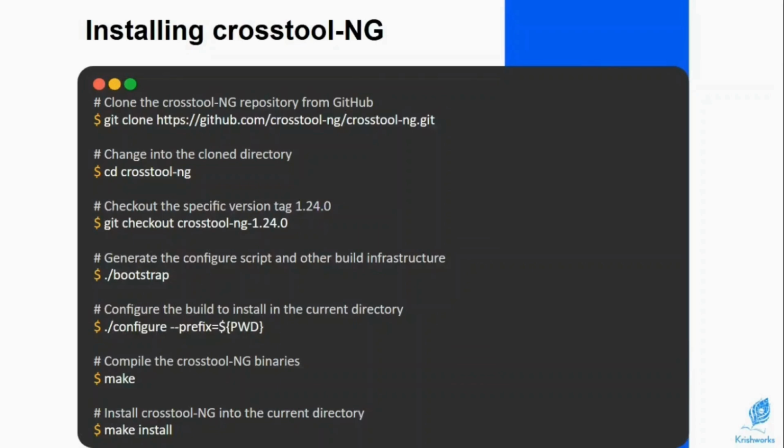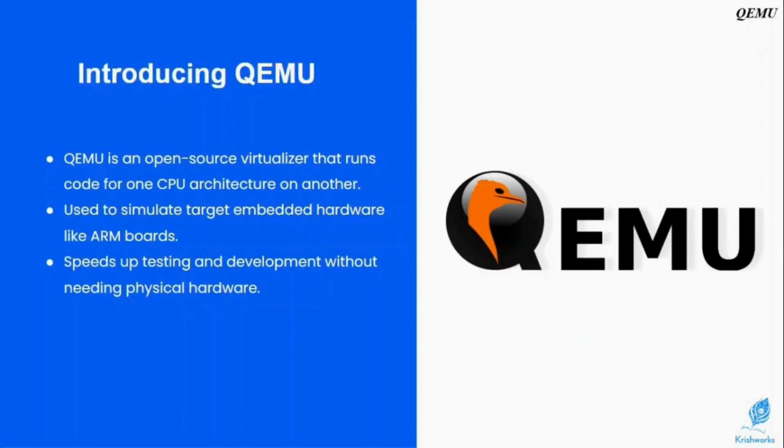Configure the build to install in the current directory. Compile the crosstool-NG binaries. And then finally install crosstool-NG into the current directory. Let's move on to the next part.